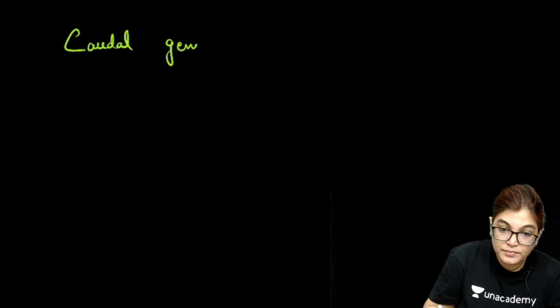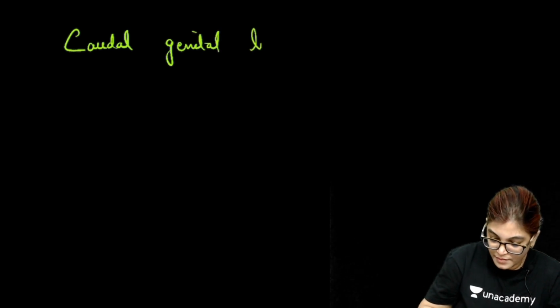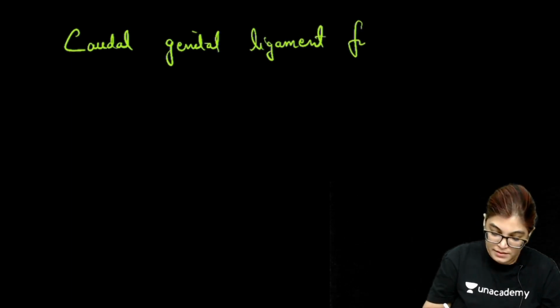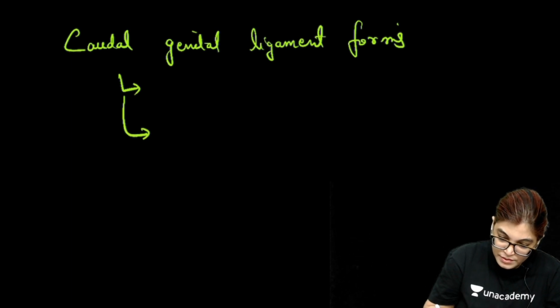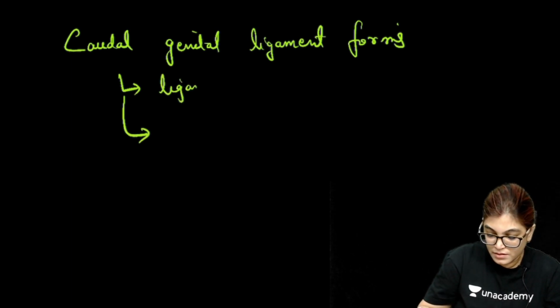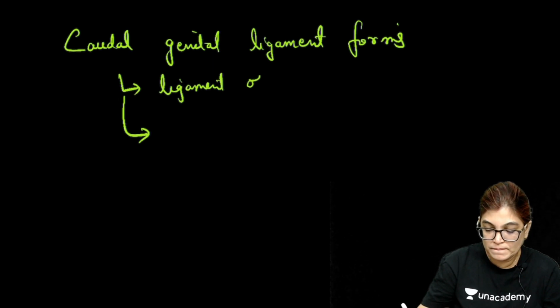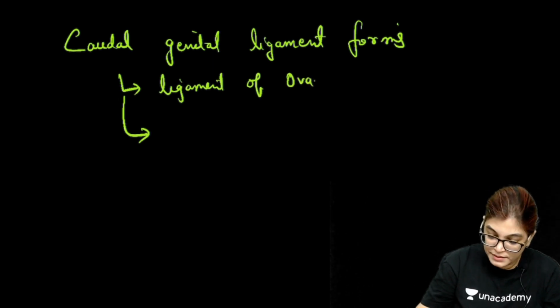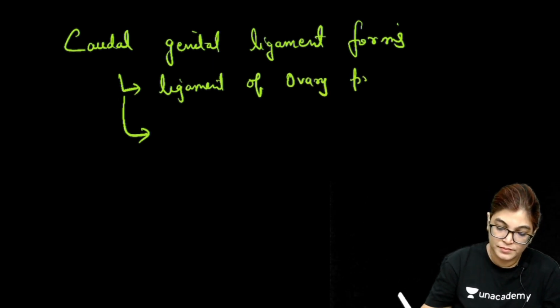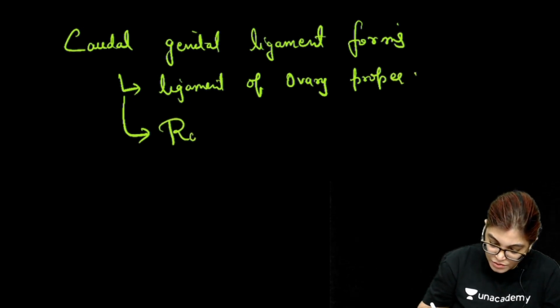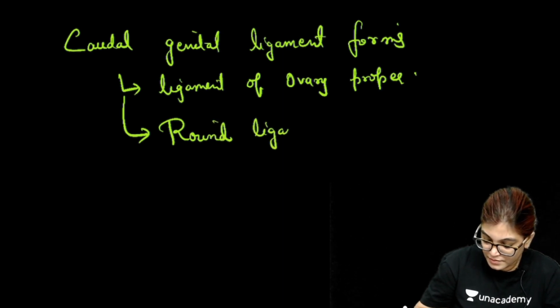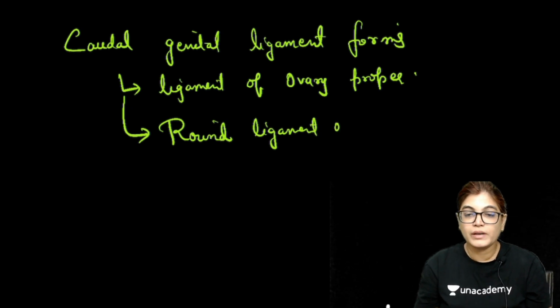genital ligament forms two of it, that is ligament of ovary proper, and the second is round ligament of uterus. Round ligament of uterus.